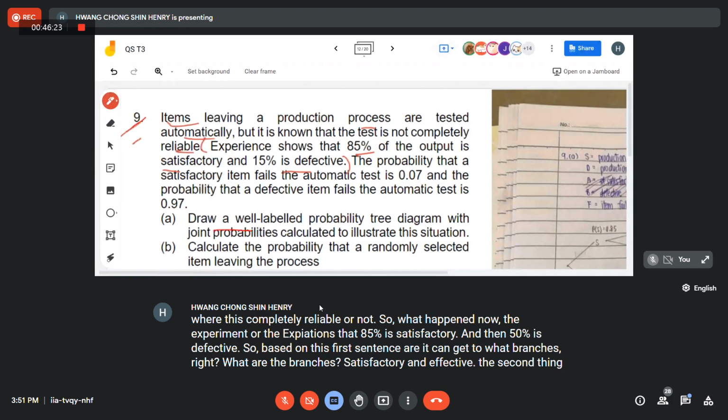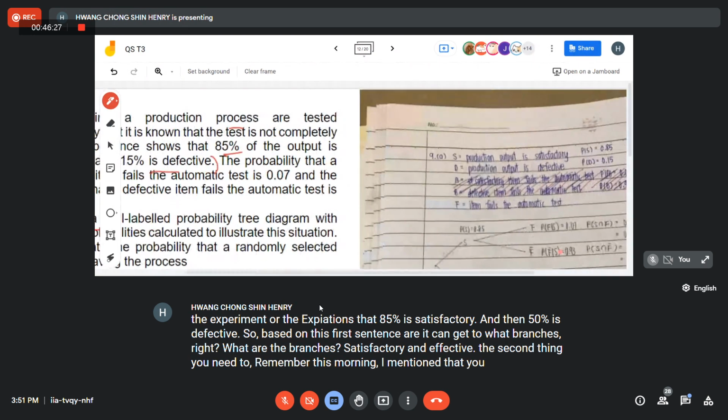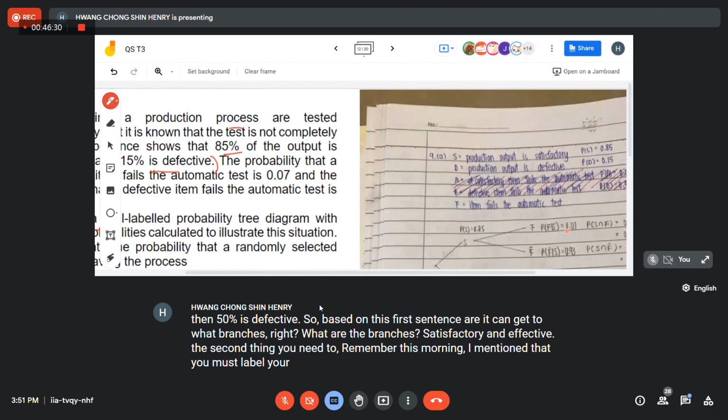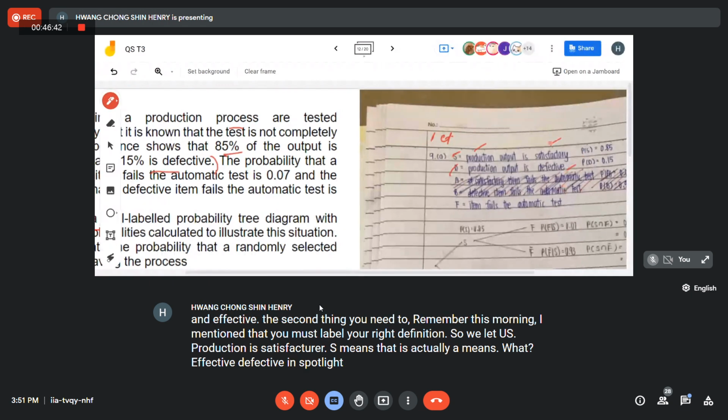The second thing you need to remember, this morning I mentioned that you must label your definition. So we let S be production is satisfactory. S means satisfactory. D means what? Defective means spoiled lah. Satisfactory means good lah. So use symbols, easier.